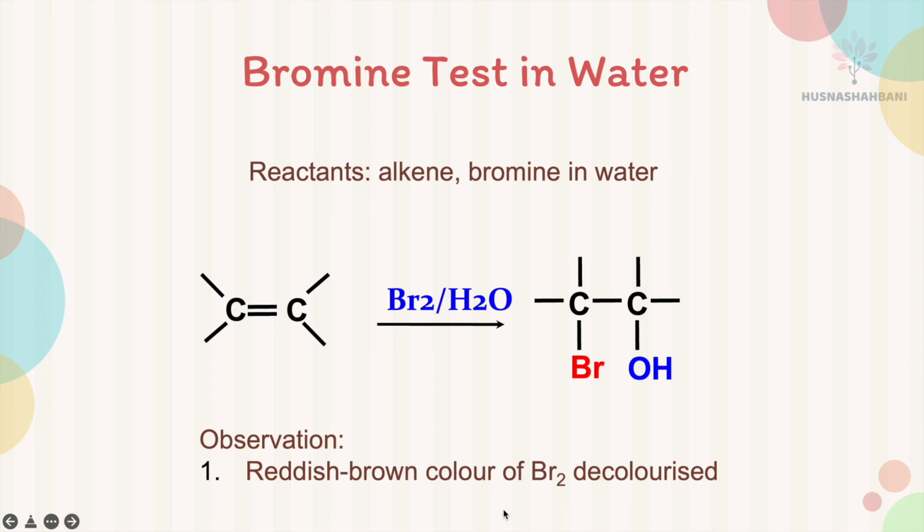So that's how you determine the difference between alkene and alkane, the presence of them, by testing with bromine and Baeyer's test.